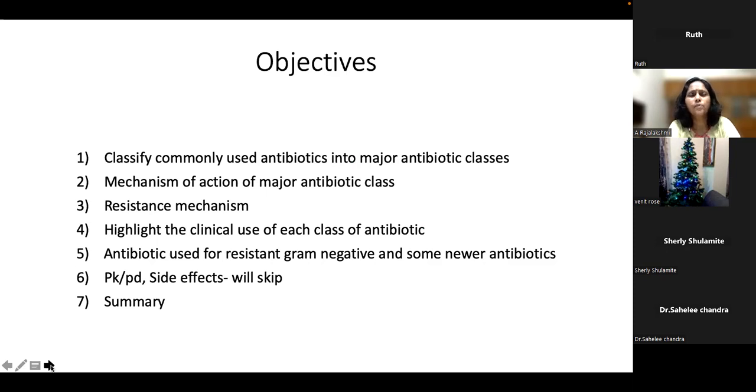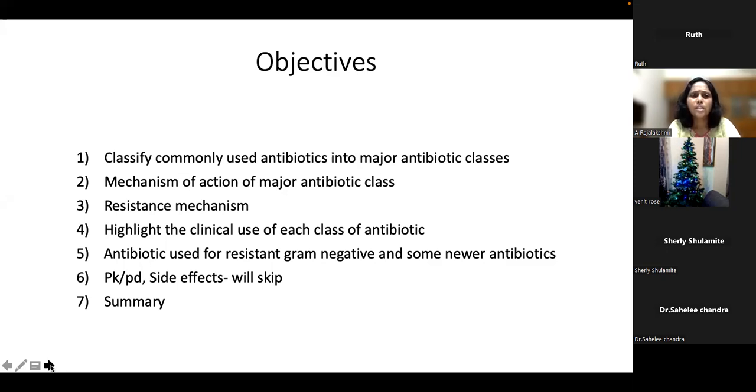The objectives of today are to classify commonly used antibiotics into major antibiotic classes, explain the mechanism of action of these antibiotics and the resistance mechanism of each, and highlight the clinical use of each class of antibiotic. I will only highlight, not go into depth. The use of each antibiotic based on syndrome will be dealt with in further sessions. There is a session on drug-bug match for GNB, GPC, and so on, and you will be learning much more than that, practical aspects.